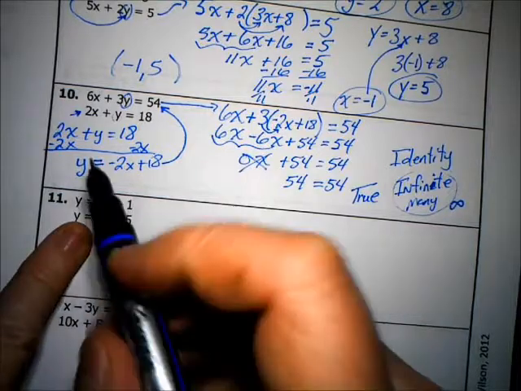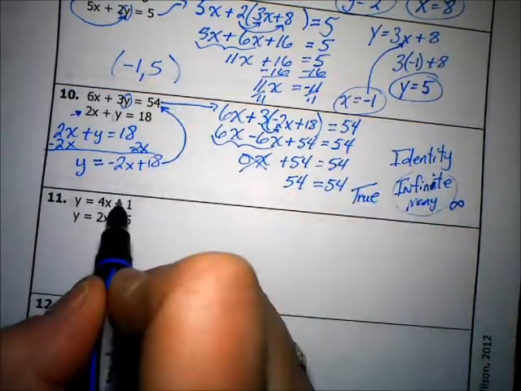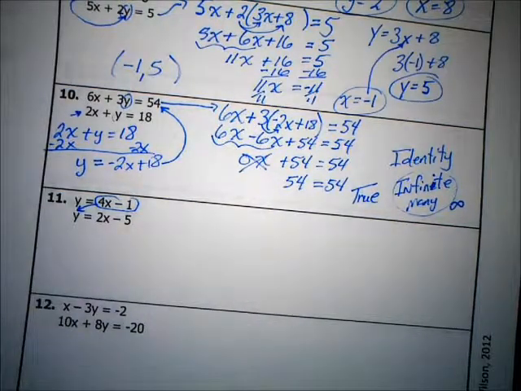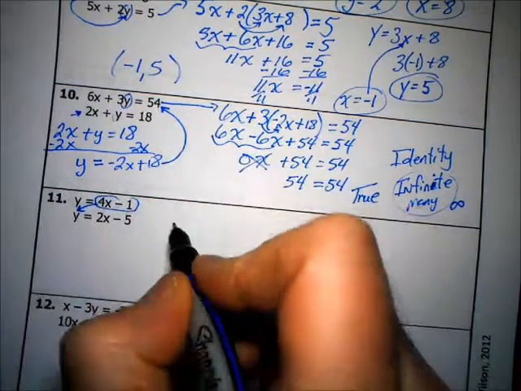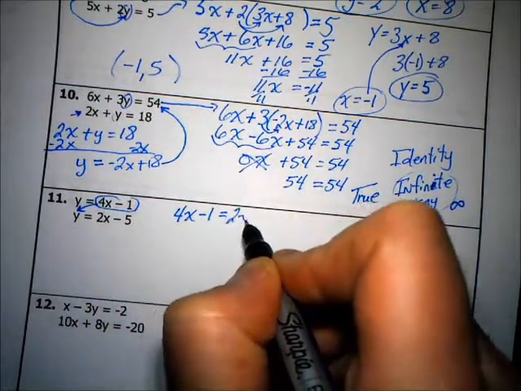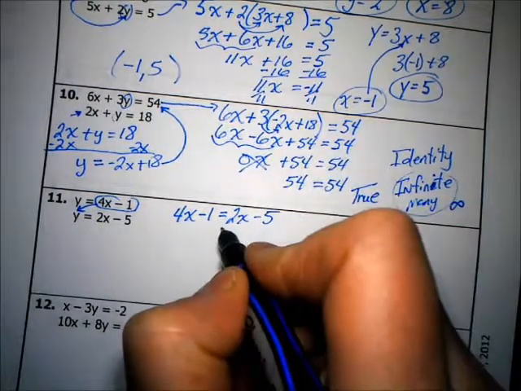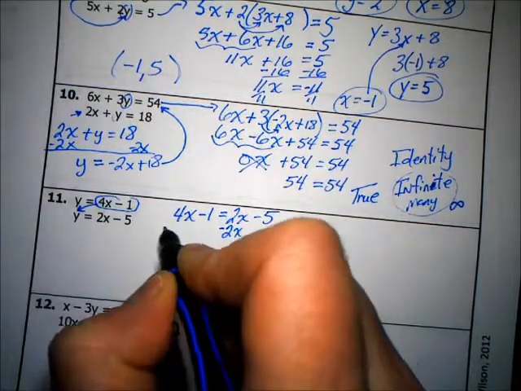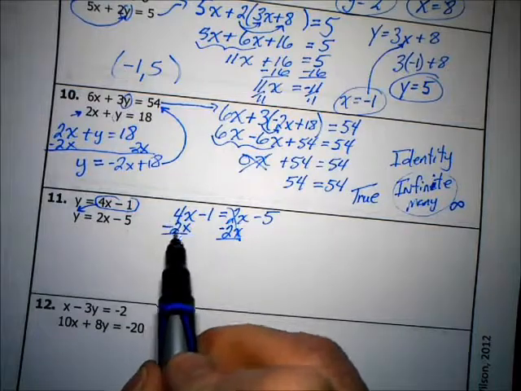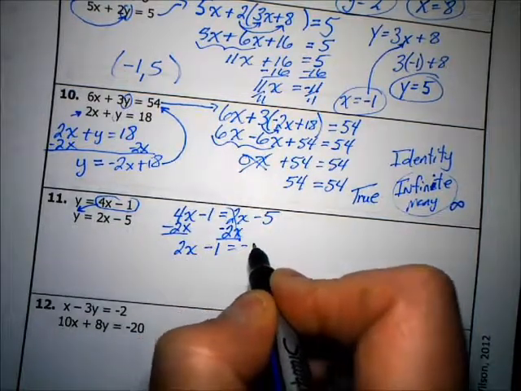Alright, 11 looks a little different because it has two of them solved for y. So I'm going to take the first expression and plug it in right there on the left side of the second equation, so that I'll have 4x minus 1 is equal to 2x minus 5. Since I have letters on each side, I need to get them together, so I'm going to do negative 2x, but that cancels, and 4 minus 2 is still 2x minus 1 is equal to negative 5.